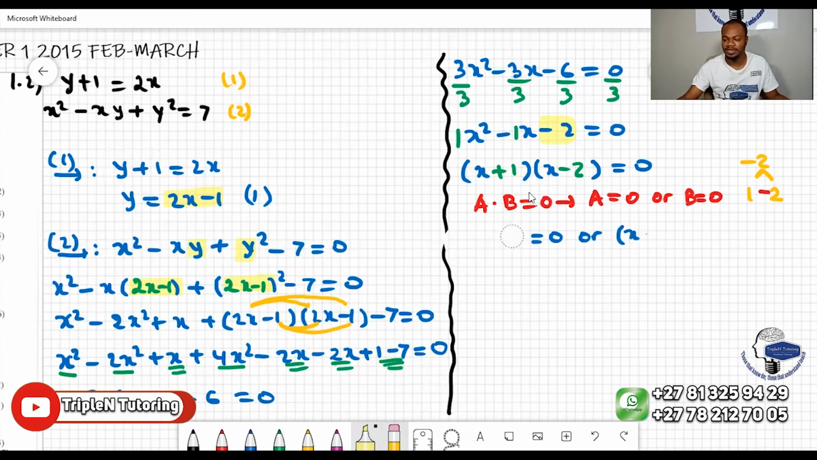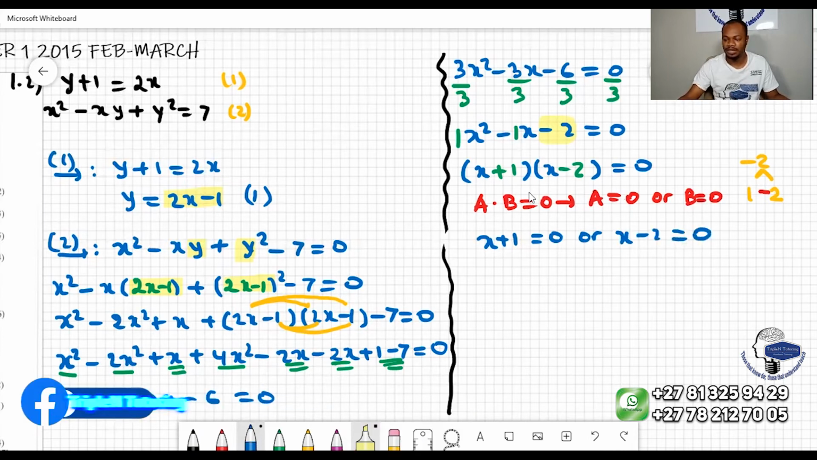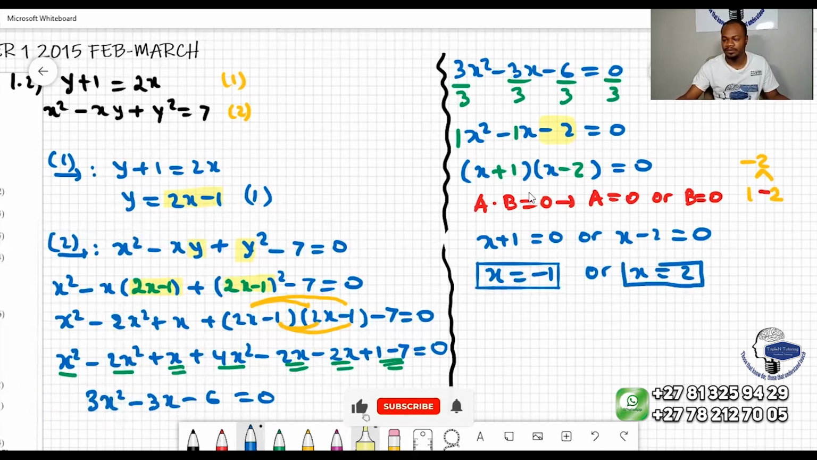or x minus 2 equal to 0. Now we move the positive one over, that makes x equal to -1, or x is equal to 2. We got the value of x. Okay, and then we will say we're done.